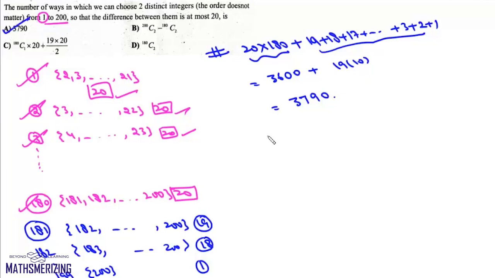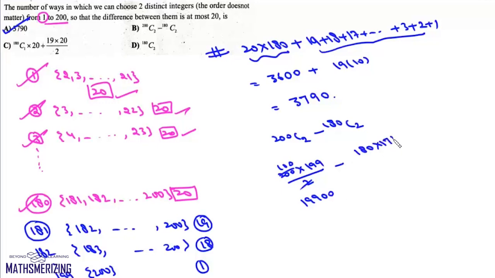Now if we look at this option B, which is 200 C2 minus 180 C2, 200 C2 is 200 into 199 by 2. So it will be 19900 minus, and 180 C2 is 180 into 179 by 2, which is 90 into 179. And this value is also 3790. That means option B is also correct.